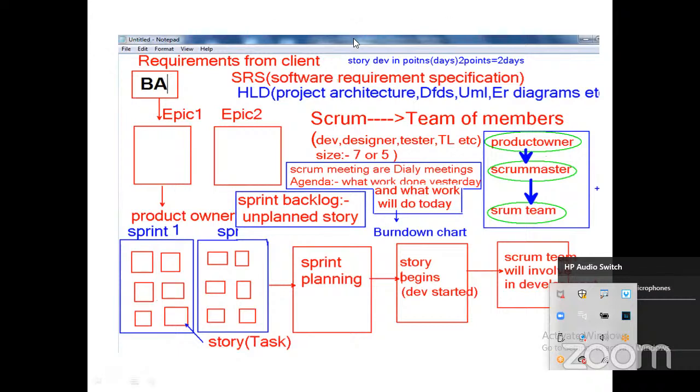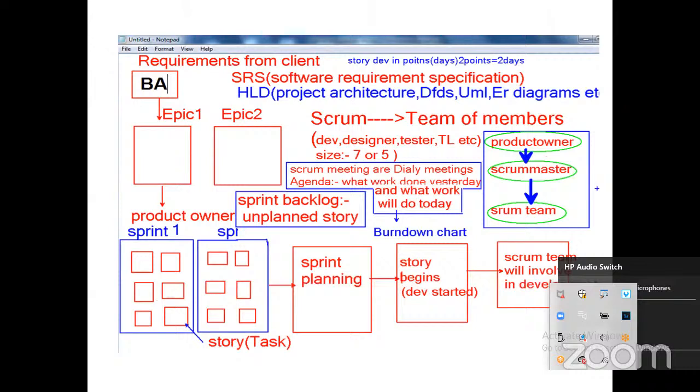how many days, what is the duration to complete this sprint, how much estimated time, what software is required to complete this sprint, and whether any third party software is required. They will do some analysis actually. Is it clear? And once sprint planning is done, the story begins. Story begins means what? Development started. Development started means what? Scrum team.